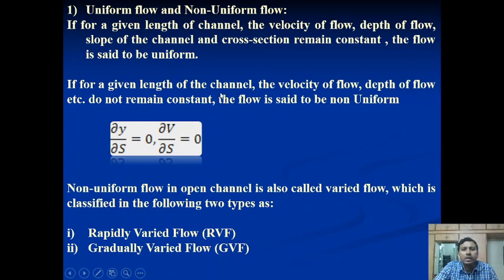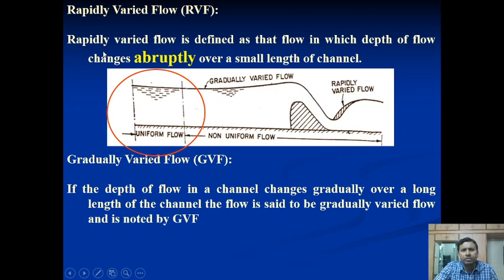And if the channel slope, length, velocity, and depths are not constant, we consider it as non-uniform flow. Now, non-uniform flow is further divided into two parts. One is rapidly varied flow, and another one is gradually varied flow. We can understand this with the help of this figure.